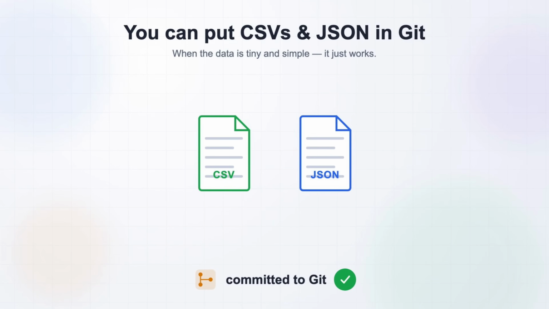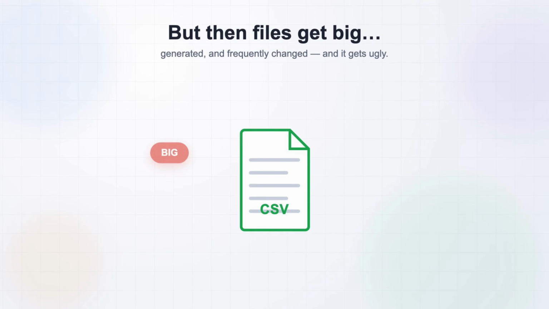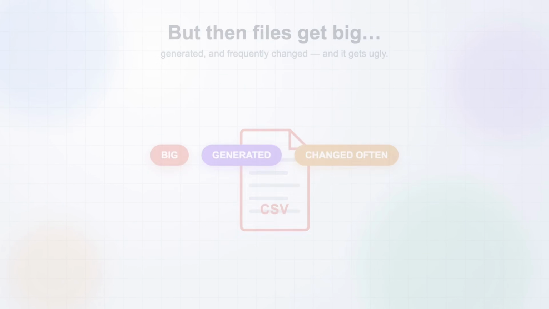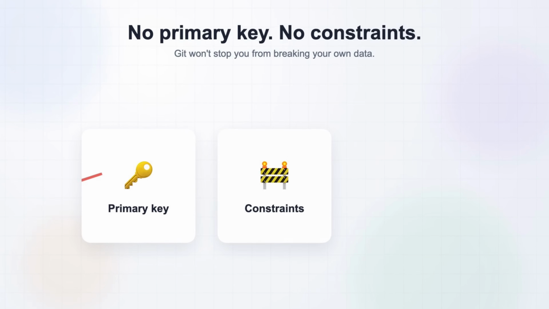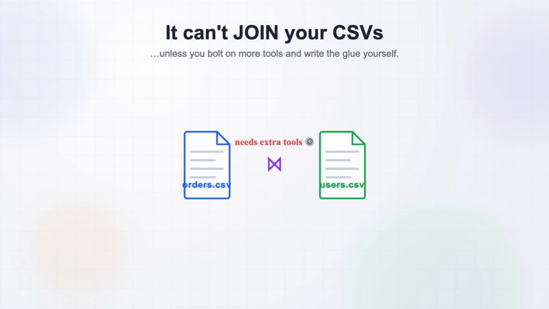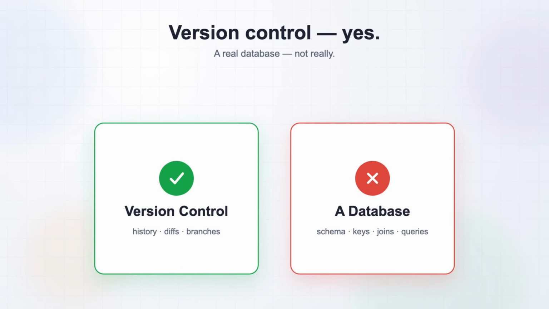So where does Dolt actually fit into the flow of things? Because this all sounds great, but this is where it might get confusing. You might hear Git for data, and you're probably thinking, okay, well, we already have tools for that. Yes, we kind of do have tools for those, but they solve different problems. You can put CSVs and JSON files in Git, that works when the data is tiny and simple. Git doesn't understand your schema, it doesn't know your primary key, and it's not going to enforce constraints. It can't run joins on your CSV unless you add more tools. So Git gives you version control, but it's not really for a database.